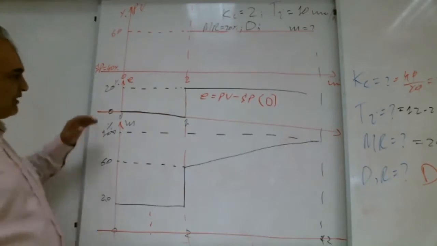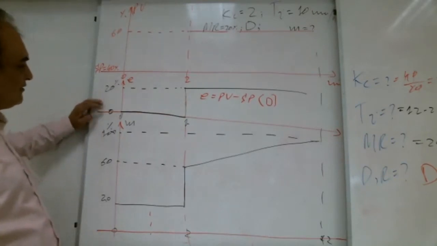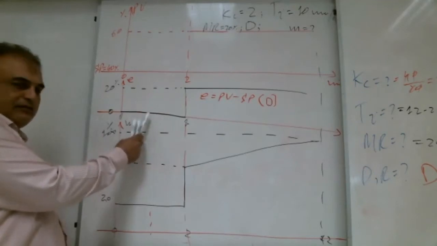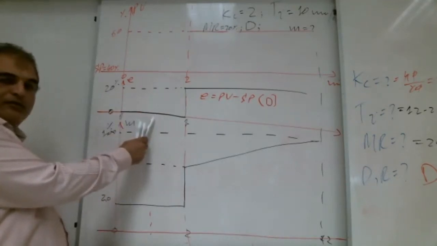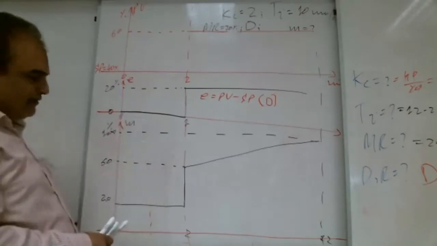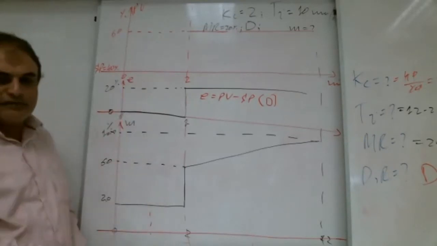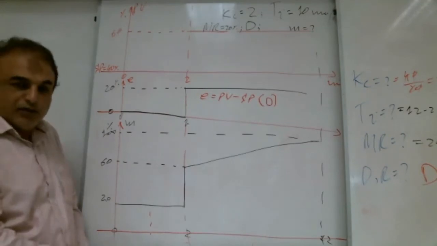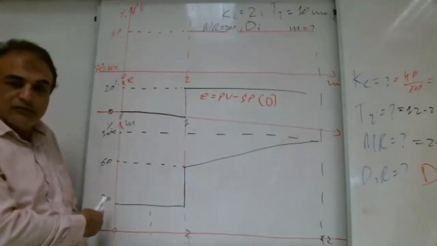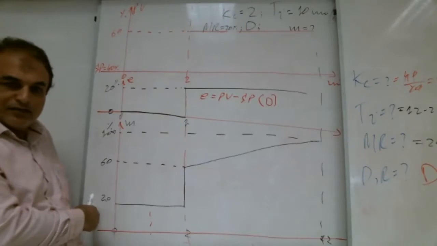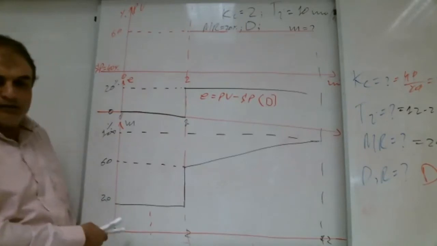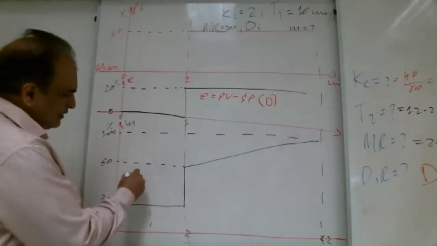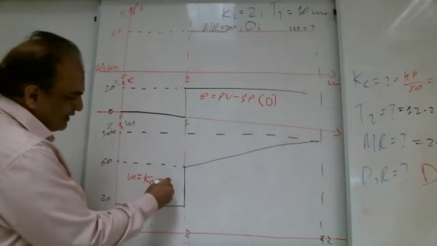Okay, now come here. Error is starting from where? From 0, right? If there is no MR, output should start from where? 0, but it is starting from 20. Right? So what does it mean? See here, M is equal to KC times E plus MR, right?